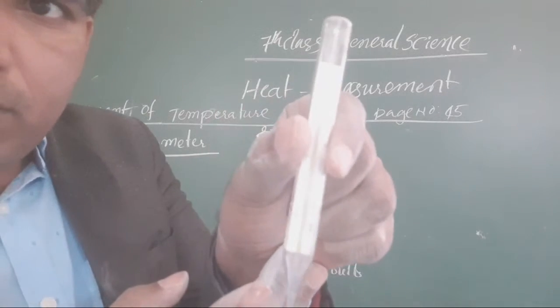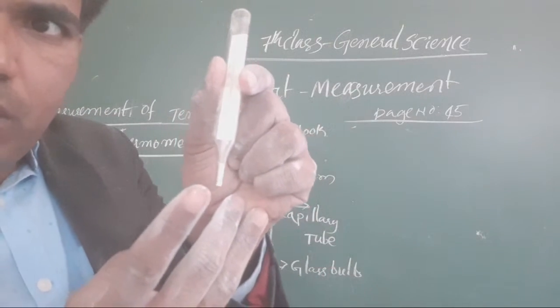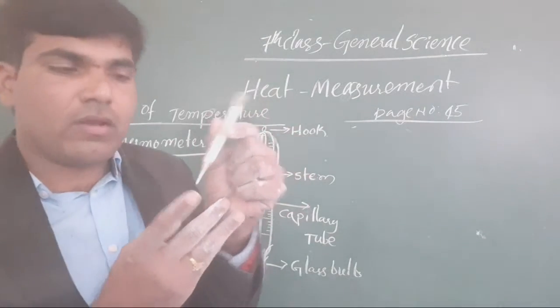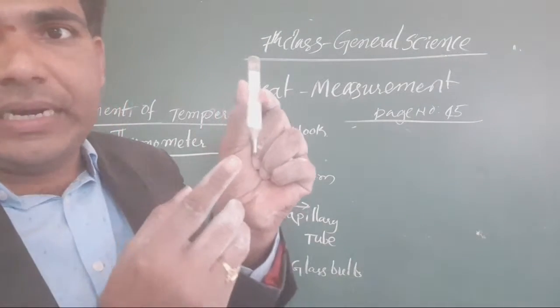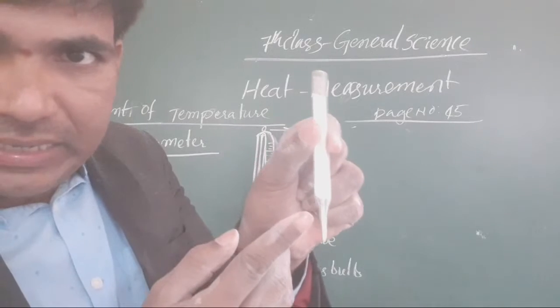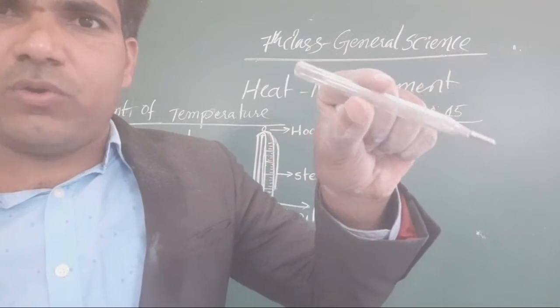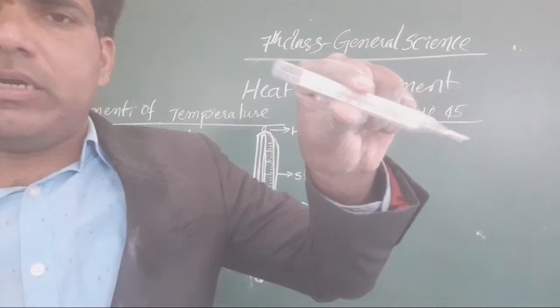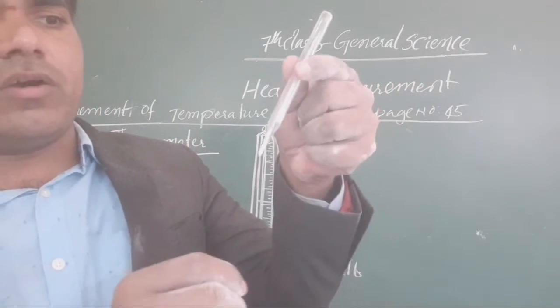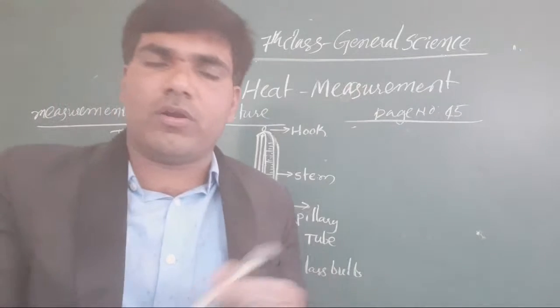Glass bulb is there. Okay, clear, it is a glass bulb. In this one, there is a white color thing here. Check it out, it is called mercury. Understood, all the students? I hope you understood.